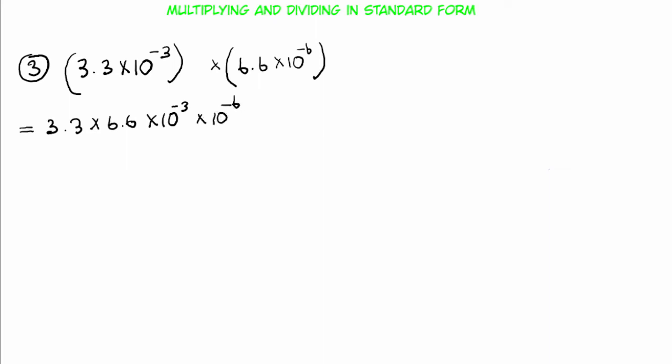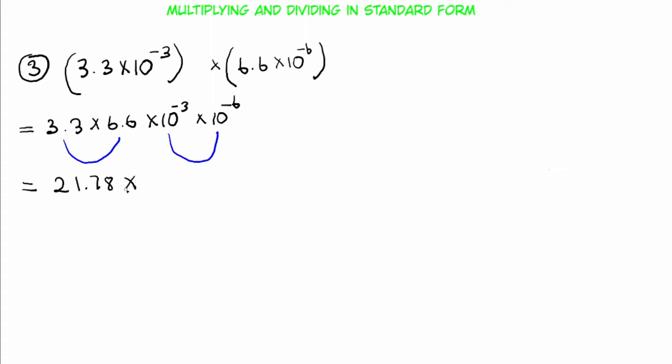Okay, so now we have 3.3 times 6.6 times 10 to the negative 3rd power times 10 to the negative 6th power. We're going to go ahead and multiply. 3.3 will be multiplied by 6.6 and 10 to the negative 3rd power by 10 to the negative 6th power. Remember, watch for the signs here since both of them are negative. Let's go. So 3.3 times 6.6 gives us 21.78.